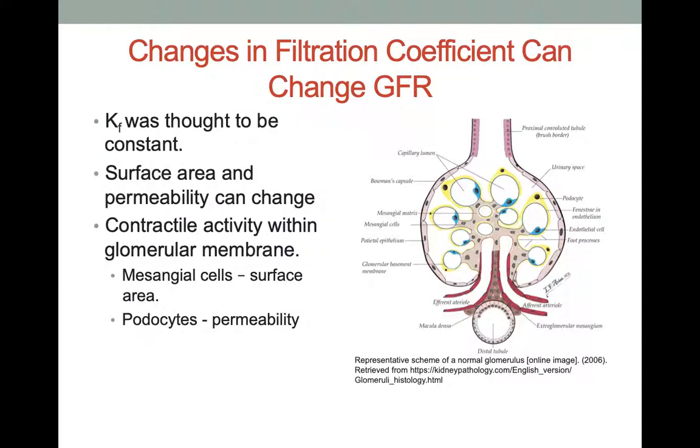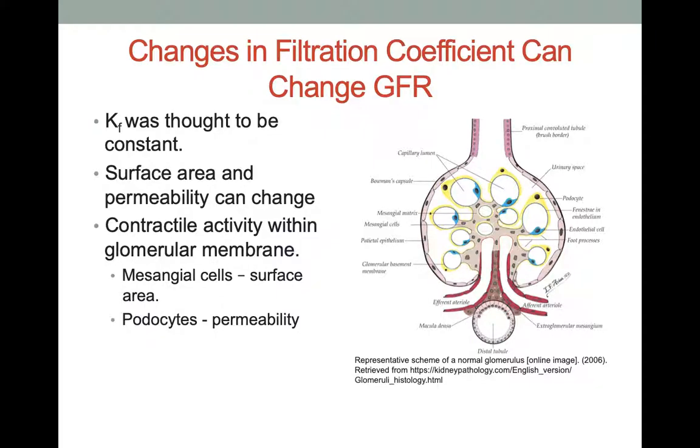GFR can also be changed by changing the filtration coefficient. Now, originally, this filtration coefficient was thought to be a constant, but two factors contributing to the filtration coefficient are surface area and permeability, and we can change those. The cells that make them up do have some contractile activity within the glomerular membrane. The two we're looking at are the mesangial cells, which will affect surface area, and the podocytes, which, if they are moved around, can affect permeability.